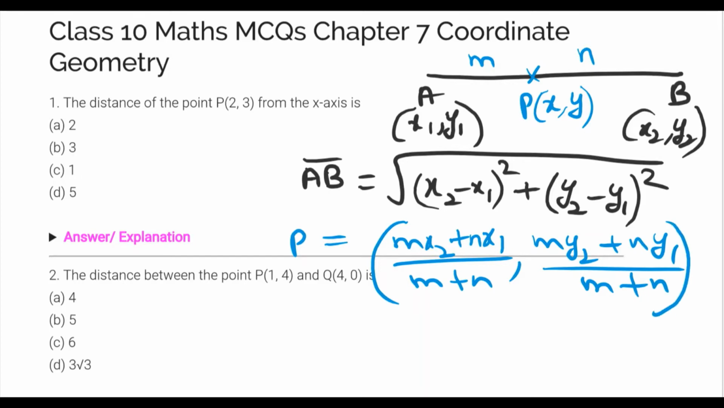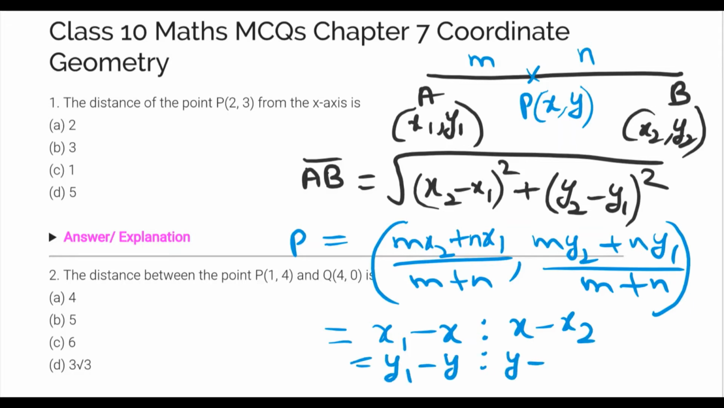For MCQs, for the objective type, we can use a shortcut for the section formula, which is equal to (x1 minus x) is to (x minus x2), or (y1 minus y) is to (y minus y2). So these are the formulas involved in this chapter. So let us go to the first problem.